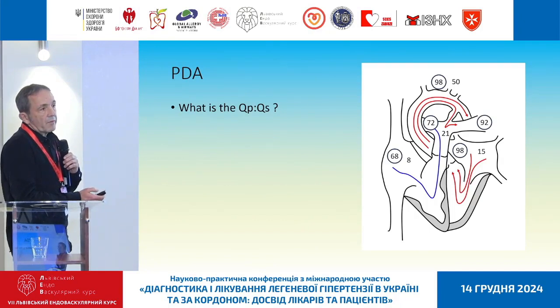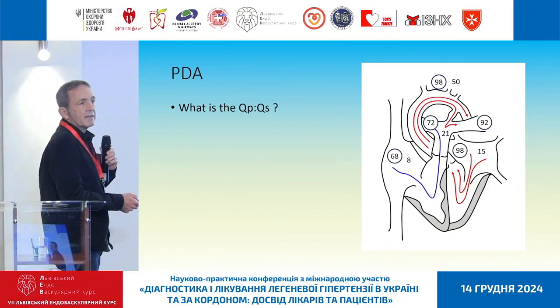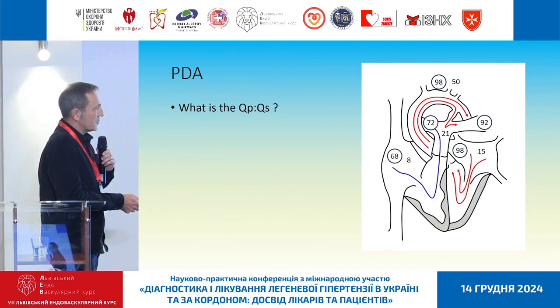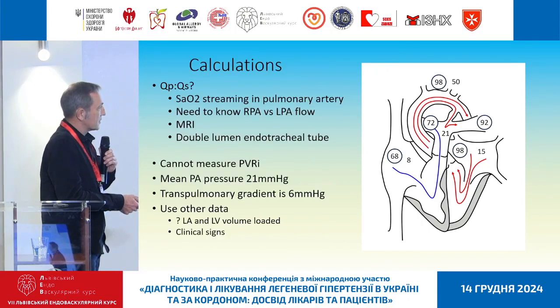So this is a child with a PDA, and trying to work out the shunt is now difficult. Trying to work out the shunt relies on you checking the pulmonary artery saturations and comparing those with the pulmonary vein saturations. But we've got two different pulmonary artery saturations. They're 92 in the left pulmonary artery and 72 in the right pulmonary artery. That's because the PDA flow goes to the left and the PA flow goes to the right. So now it's extremely difficult to tell what the actual pulmonary artery saturation is.